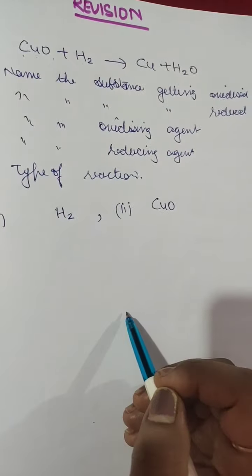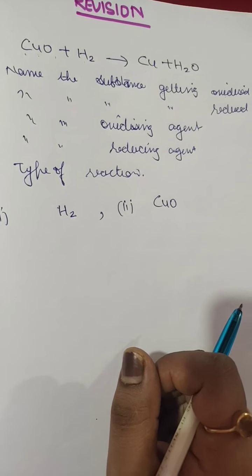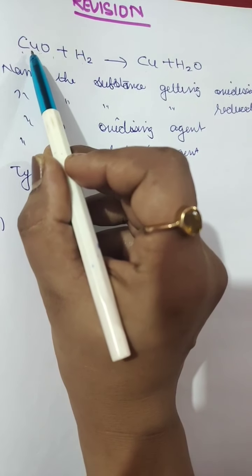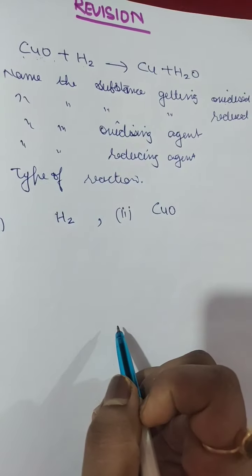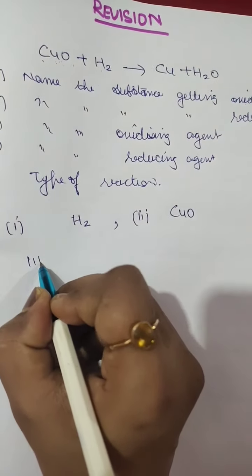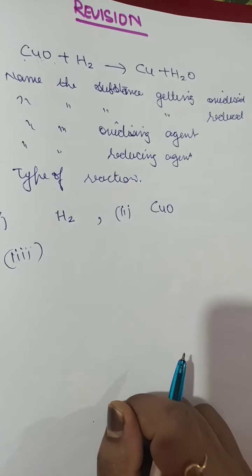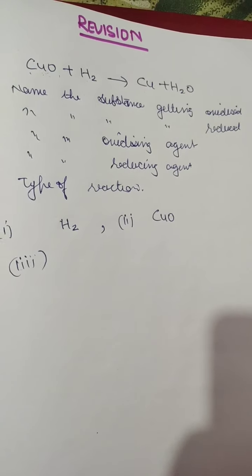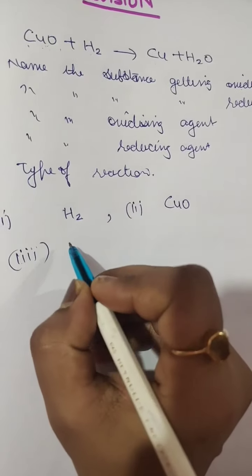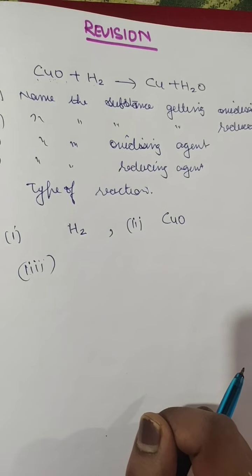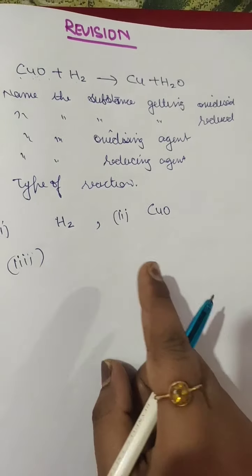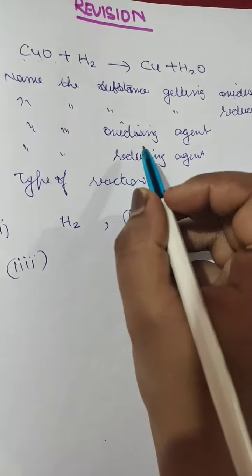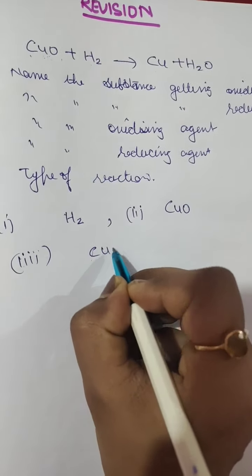Now the third question is: name the oxidizing agent. The oxidizing agent is that which helps in the oxidation. Since the oxygen is being removed from CuO, this acts as the oxidizing agent. You can also watch the previous lecture. I will provide you the link of those lectures in the description of this lecture. Please look into that and you will get to know where I have taught you about this oxidation and reduction reaction. That's very important. Now the oxidizing agent is CuO.